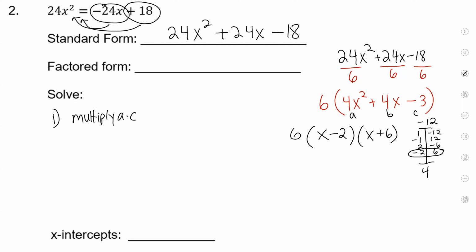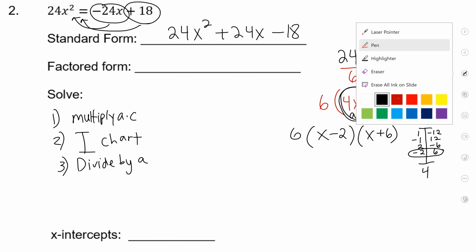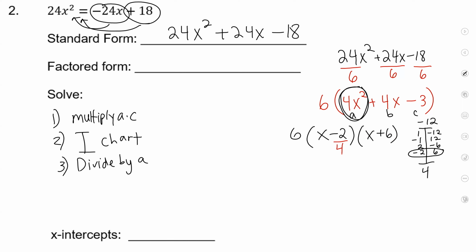Okay, so we did step 2, which was to do the little eye chart, find your numbers. Do you guys remember what step 3 is? Yay, divide by A. And if you didn't write down the steps last time, please write them down now. So what was my A value? 4. So guys, we're going to divide by 4. Divide this by 4, divide this by 4. And guys, what was step number 4? What do I do? Simplify fractions, exactly.